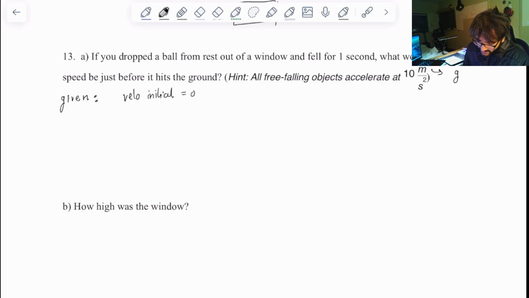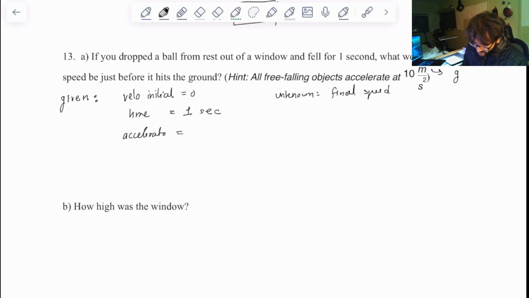So let's do this. What are the given quantities? Velocity initial zero, okay? Time, it fell through 1 second. Final speed unknown, so unknown final speed. And we also know acceleration is equal to 10 meters per second squared. Okay, so we have three things with us. We have initial velocity, we have the time it falls through, and we've got the acceleration, and we're supposed to find the final speed.